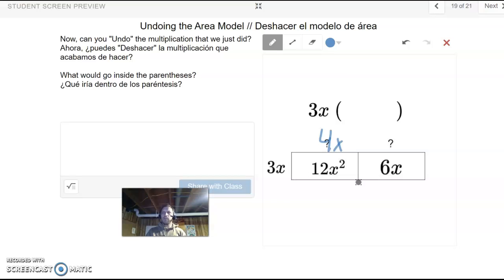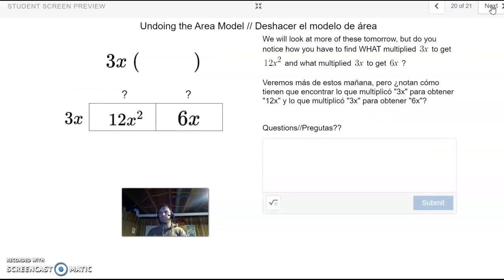Okay? And then 3x times what is 6x? Well, 3 times what is 6? That's a 2. 2 times 3x, is that 6x? Yeah. So inside of these parentheses, we'll have 4x plus 2. Hopefully you understand that. That makes sense.